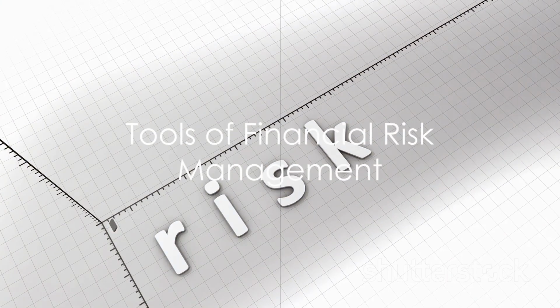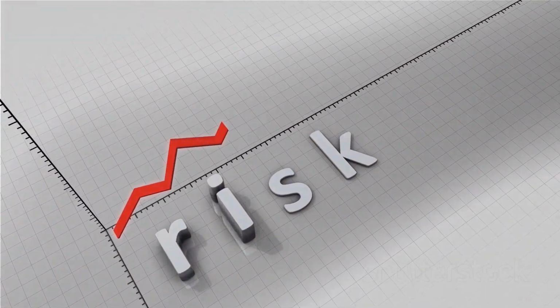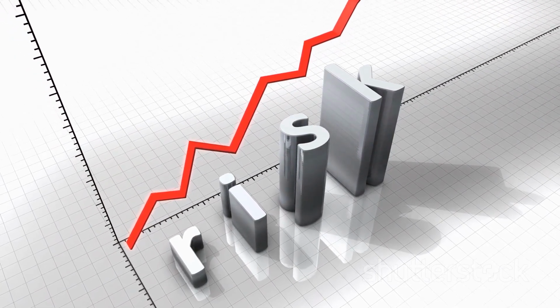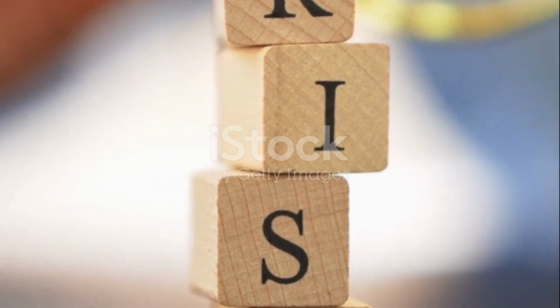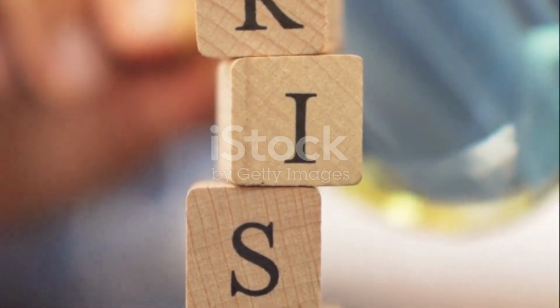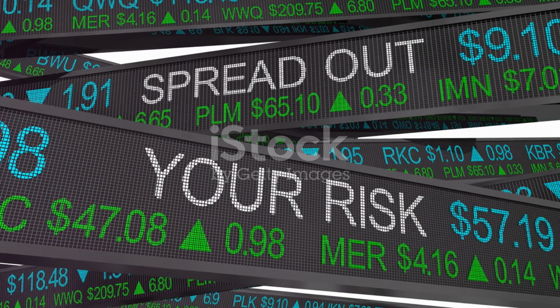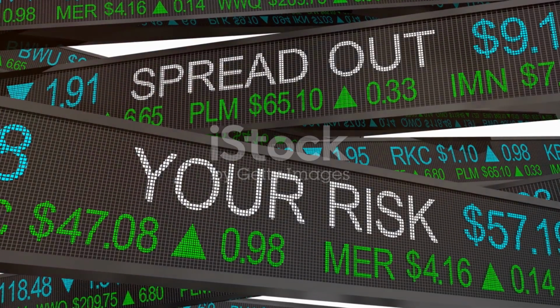Now that we've identified the types of financial risks, let's delve into the toolbox that risk managers use to mitigate these risks. First up in our toolbox is a strategy known as risk diversification. Picture yourself at a buffet. You wouldn't fill your plate with just one type of food, right? You'd select a variety of dishes to ensure a balanced meal. Similarly, risk diversification involves spreading investments across various assets to reduce the impact of any single asset's poor performance. It's like the old saying goes, don't put all your eggs in one basket.